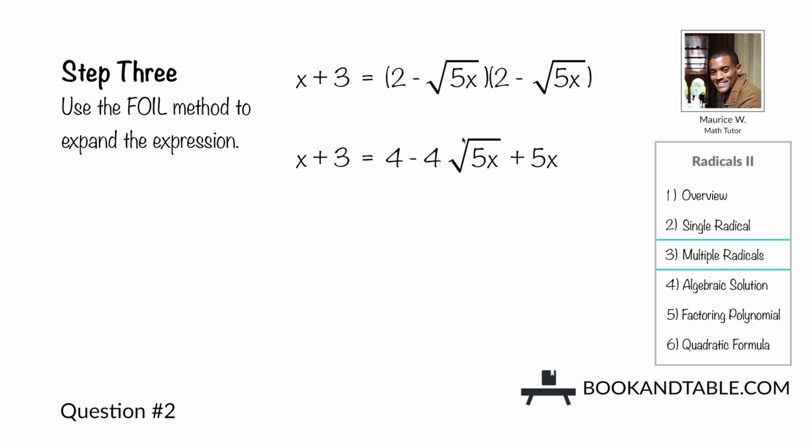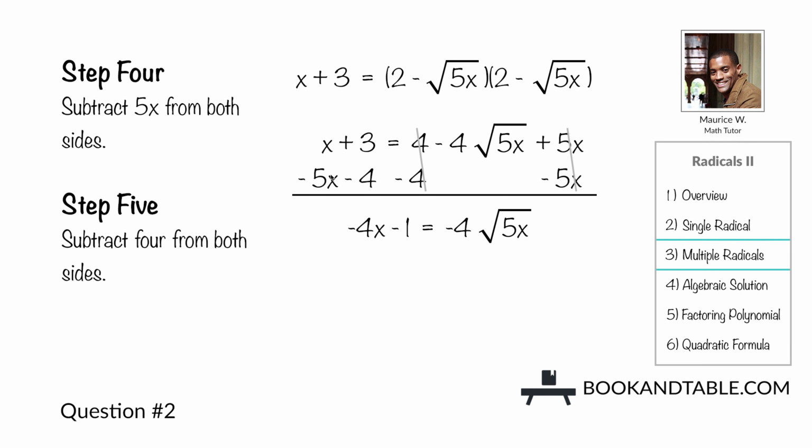You now want to isolate the second radical. So we are going to move this 4 over here and this 5x over here. So step 4, subtract 5x from both sides. x minus 5x is negative 4x. Step 5, subtract 4 from both sides. 3 minus 4 is equal to negative 1. So that leaves us with negative 4x minus 1 is equal to negative 4 radical 5x.